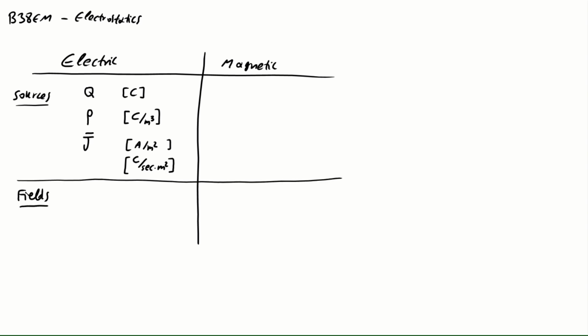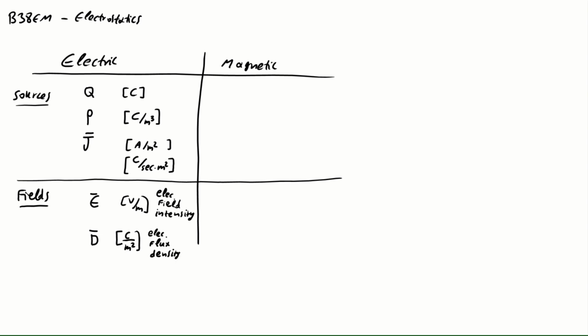We also have electric field quantities, and these are the electric field E, which is electric field intensity, and this is in volts per meter. And we also have D, which is the electric flux density, and this is measured in coulombs per meter squared.